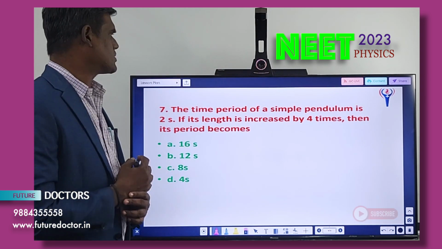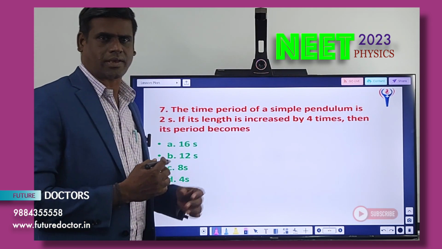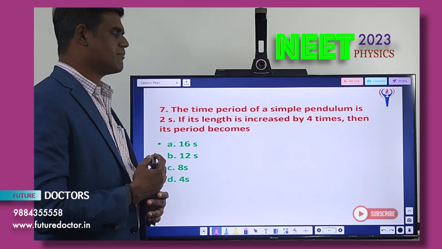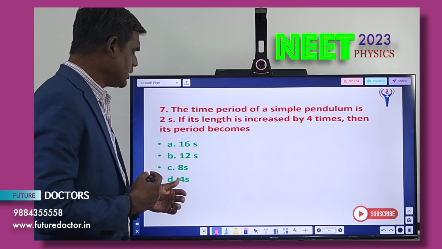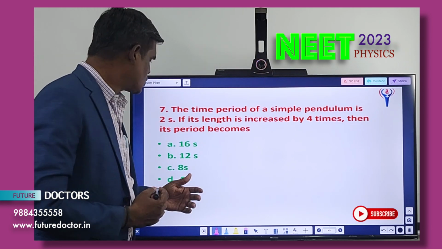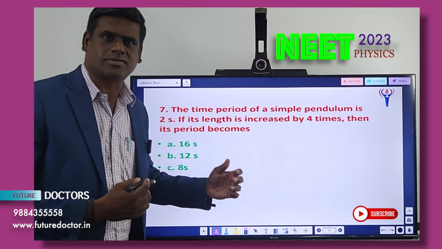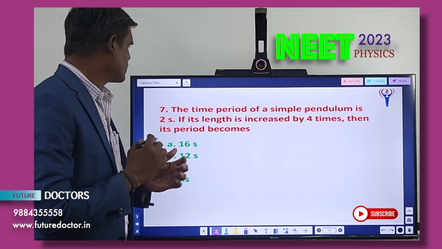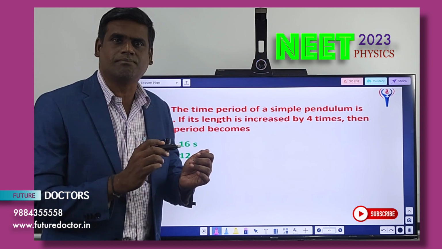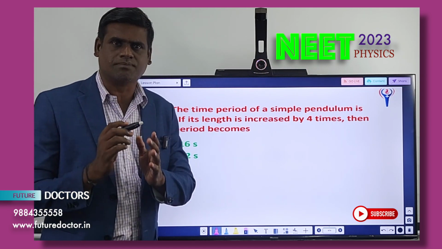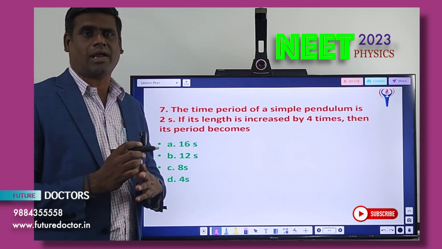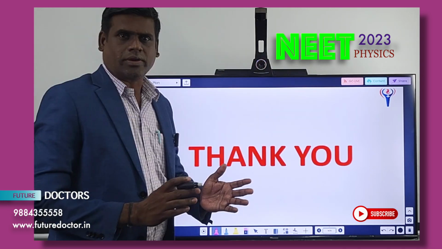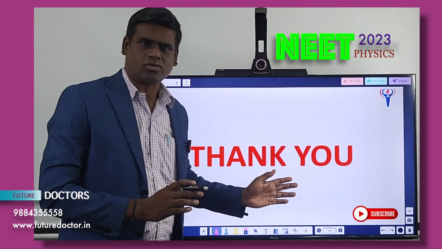The time period of a simple pendulum is 2 seconds. If its length is increased by 4 times, then its time period becomes dash. A option 16 seconds. B option 12 seconds. C option 8 seconds. D option 4 seconds. Here you should know the formula for time period of the simple pendulum. By knowing the time period of simple pendulum with respect to length and g, you are able to find a solution for this question. So in the next session, we will solve the solutions for these questions.